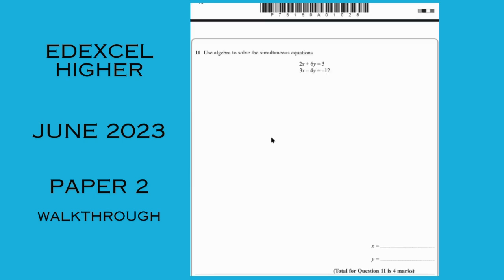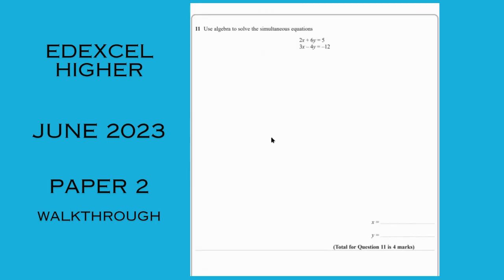Load of simultaneous equations, you know it's coming. Your choice. Do I make the x's into 6x or the y's into 12y? I'm going to go for 6. So I'm going to take the first equation and treble everything. So I get 6x, 18y, 15. I'm going to take the second equation and double everything.